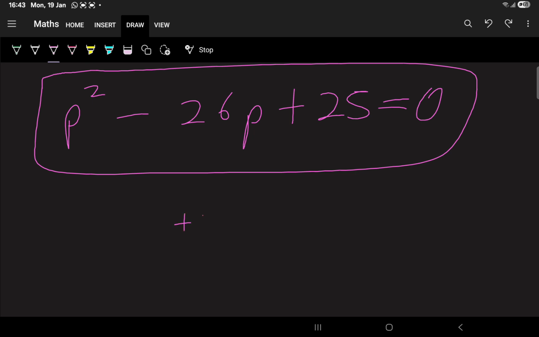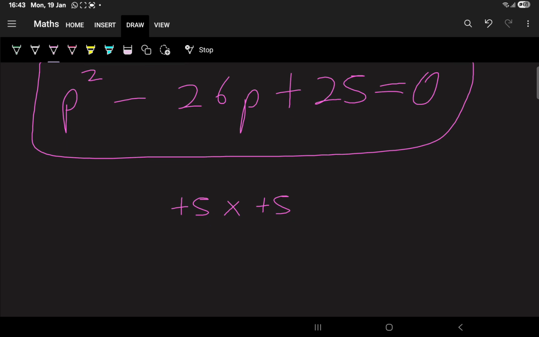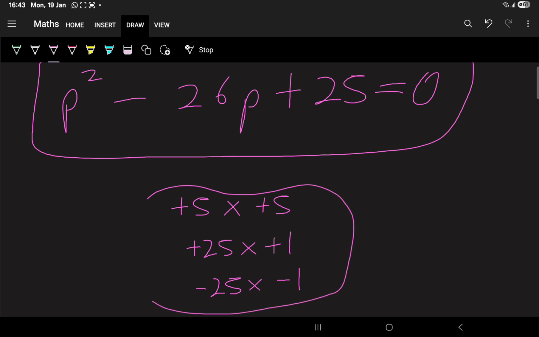So I have positive 5 and positive 5. It will give me positive 25. I also have positive 25 and positive 1, which will multiply to give me 25. I have negative 25 times negative 1, which will multiply and also give me positive 25. Now, among these, which of these pairs will add up to give me negative 26? What can add up to give me negative 26 among these pairs is this.